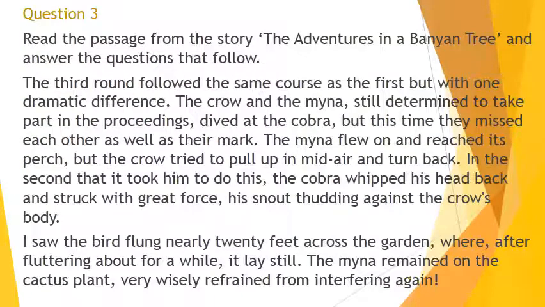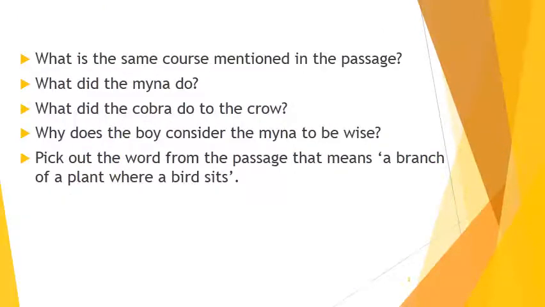Question number 3. Read the passage again. Mark the difficult words and move on to the questions. Here are the questions. What is the curse mentioned in the passage? What did the myna do? What did the cobbler do to the crow? Why does the boy consider the myna to be wise?